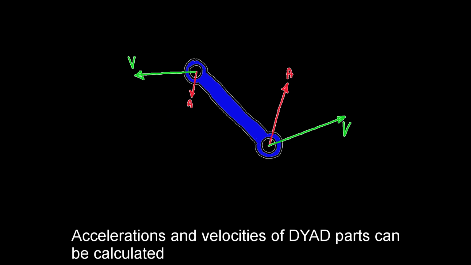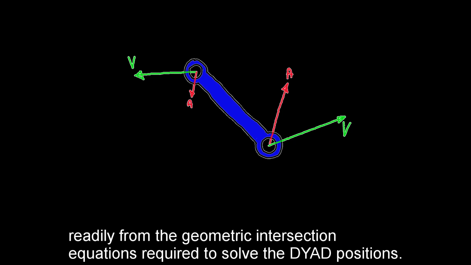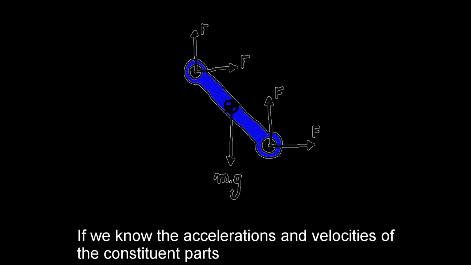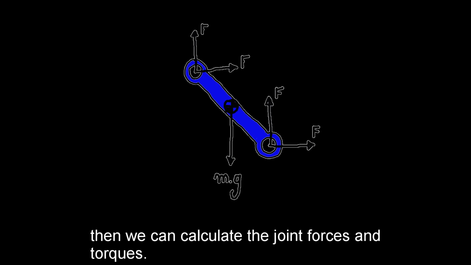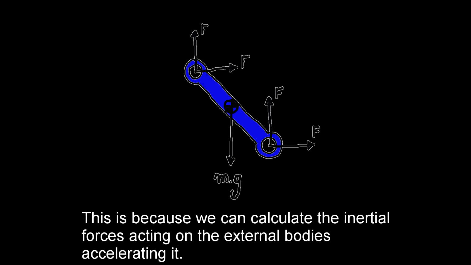Accelerations and velocities of dyad parts can be calculated readily from the geometric intersection equations required to solve the dyad positions. If we know the accelerations and velocities of the constituent parts, then we can calculate the joint forces and torques. This is because we can calculate the inertial forces acting on the external bodies accelerating it.